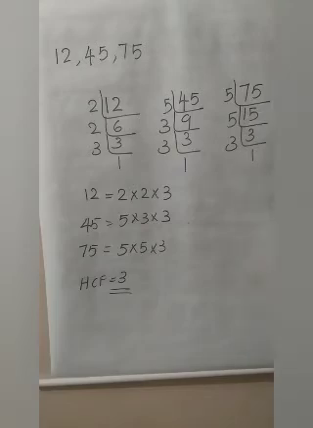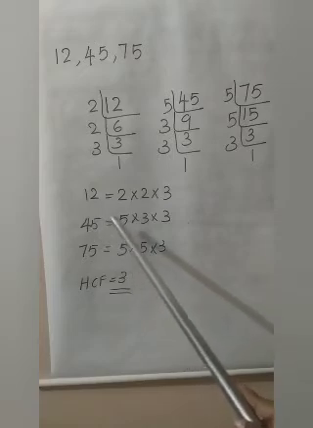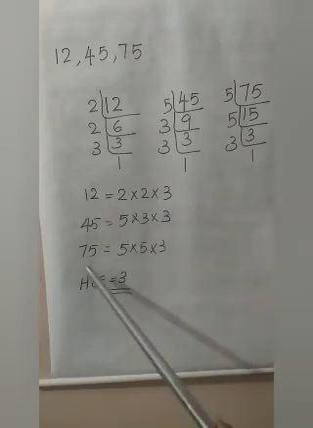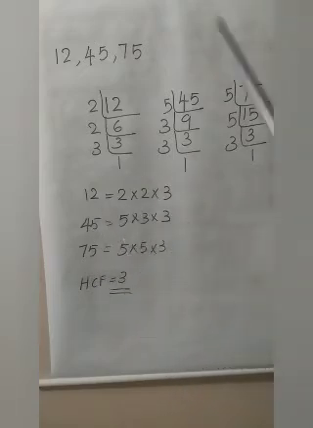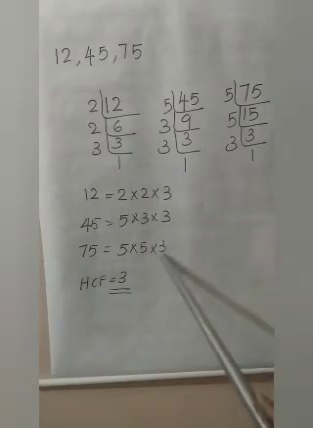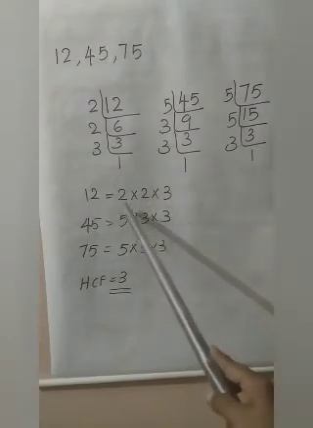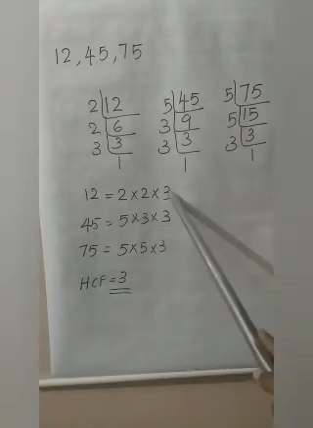So if we factorize the 3 numbers, 12 is equal to 2 into 2 into 3, 45 is equal to 5 into 3 into 3, 75 is equal to 5 into 5 into 3. In the 3 numbers, what is common? Only 3 is in common in the 3 numbers. Here we have two 5s, here one 5, but here there is no 5. Here we have two 3s, here one 3, here one 3.